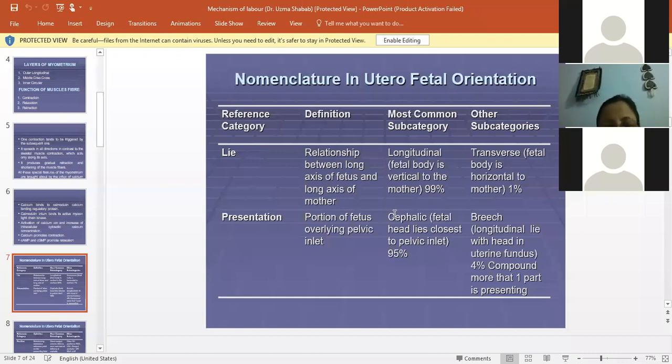Now the presentation. What is the presentation? It is the portion of the fetus which is overlying the pelvic inlet. In 95% of cases, the presentation is cephalic, but it can be breech. The baby can present with breech presentation when the head lies in the fundus and the breech is in the inlet. Other presentations, which occur in 4% of cases, are compound presentations, where more than one presenting part is present in the inlet.